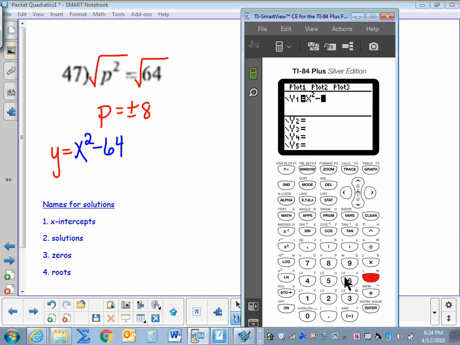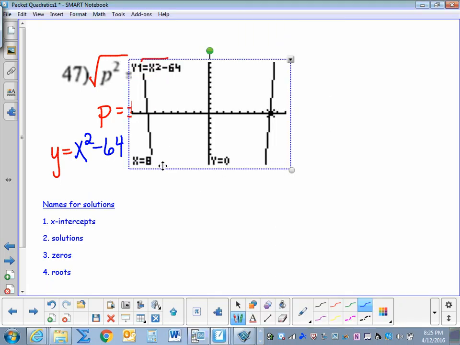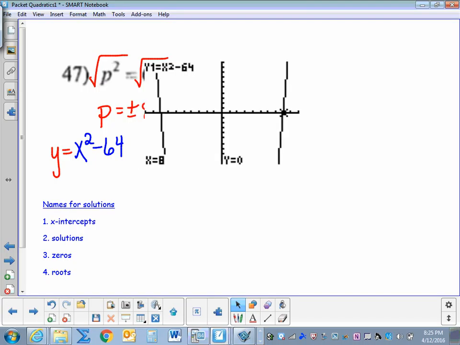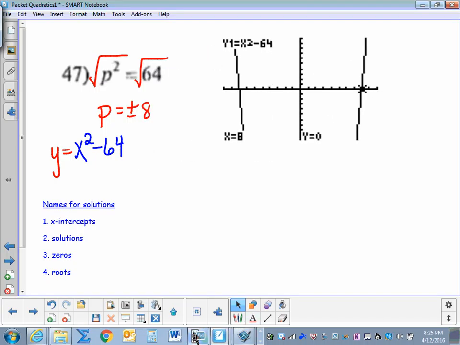So x squared minus 64. I'm going to hit trace. And I can see the two intercepts here. Well, let's verify that they are 8 and negative 8. So I can hit 8, enter, and 8, 0. So that is an x-intercept right here. And I'm going to hit the negative 8.